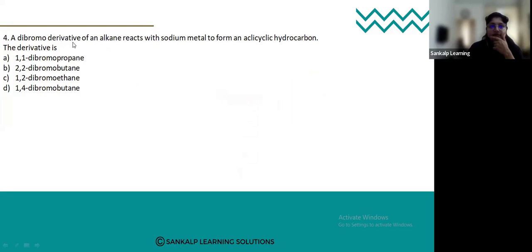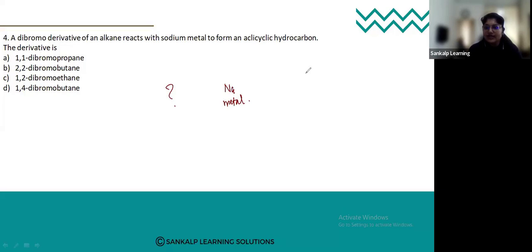A dibromo derivative of alkane reacts with sodium metal to form an alicyclic hydrocarbon. So what is the derivative? A dibromo derivative of alkane is reacting with sodium metal, and it is forming an alicyclic hydrocarbon. So what is that derivative they have asked?